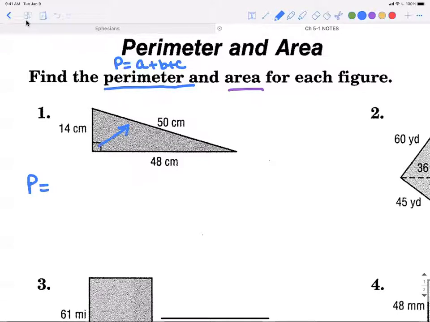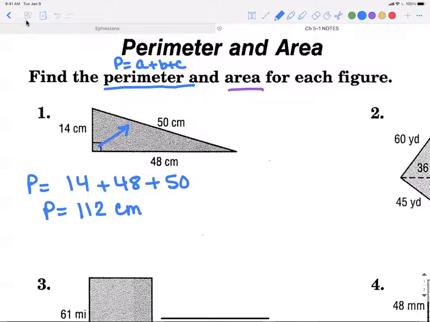So we're going to add up A, B, and C. So 14 plus 48 plus 50, right? And so when we add all of those up, we get perimeter equals 14 plus 48 plus 50 is 112. And you always have to label them. It's 14 centimeters plus 50 centimeters plus 48 centimeters. Now you do not have to put those centimeters when you're writing the equation, if you will remember to put them in your answer.